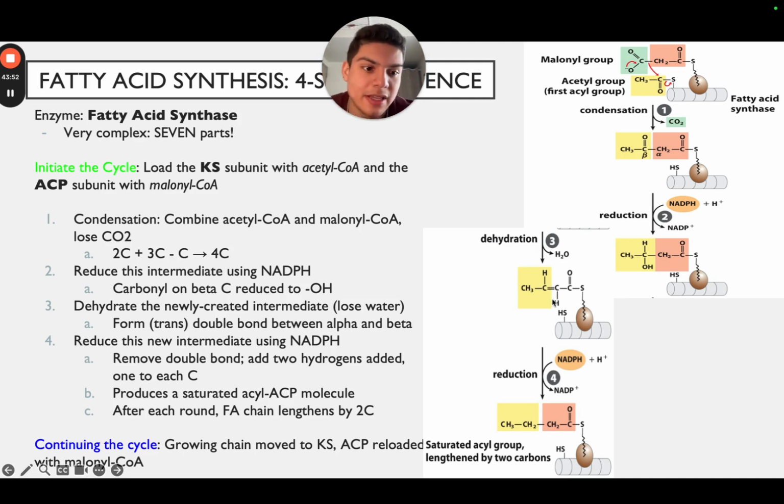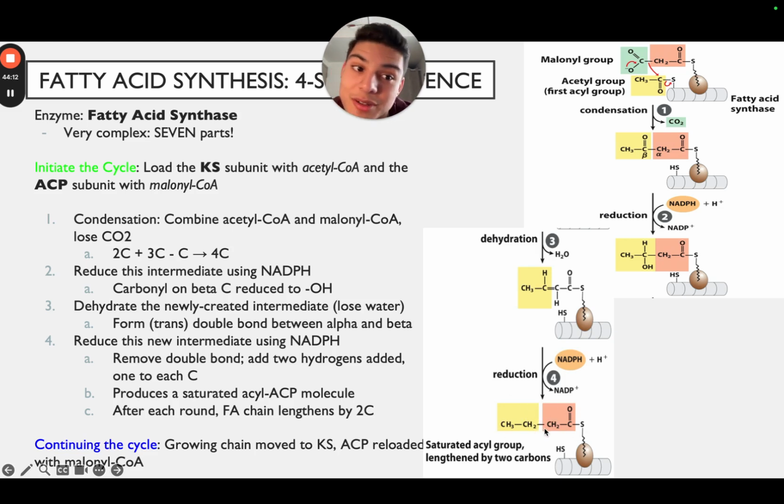Now that we have this double bond, the last step is going to be reduction. And so what ends up happening, again, we have this double bond. We're going to reduce it to form our single bond between the alpha and beta carbon. And that's exactly what we have here. And that's our chain right here, our 4-carbon chain.